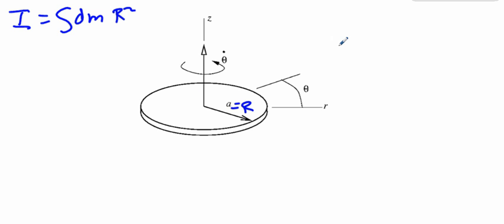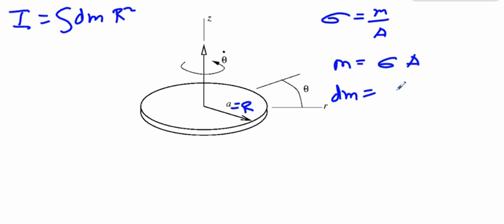Well, now we're going to identify sigma. Sigma equals mass over area. Okay, so that's our definition of it. But what is the area of a circle? Well, the area of a circle is pi r squared. So what we're going to do here is rearrange this to find m. M, of course, is equal to sigma times area. And then dm, of course, is equal to sigma times dA.